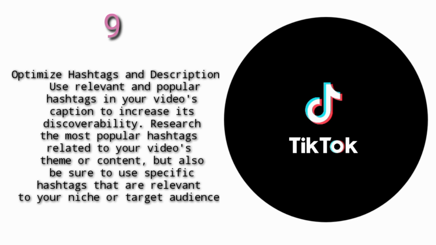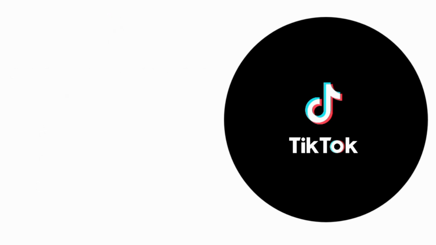Optimize hashtags and descriptions. Use relevant and popular hashtags in your video's caption to increase its discoverability. Research the most popular hashtags related to your video's theme or content, but also be sure to use specific hashtags that are relevant to your niche or target audience.